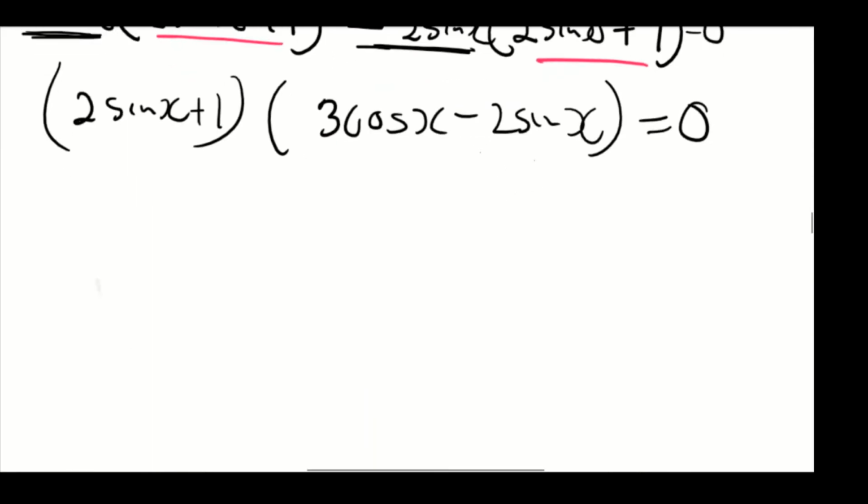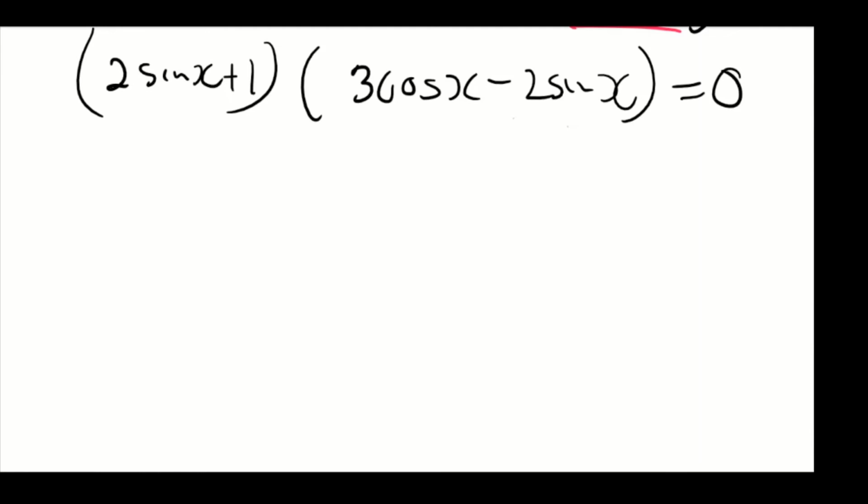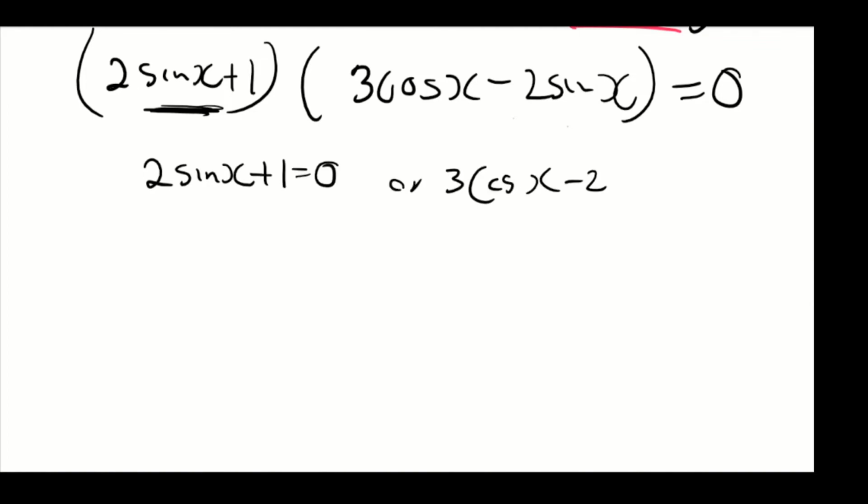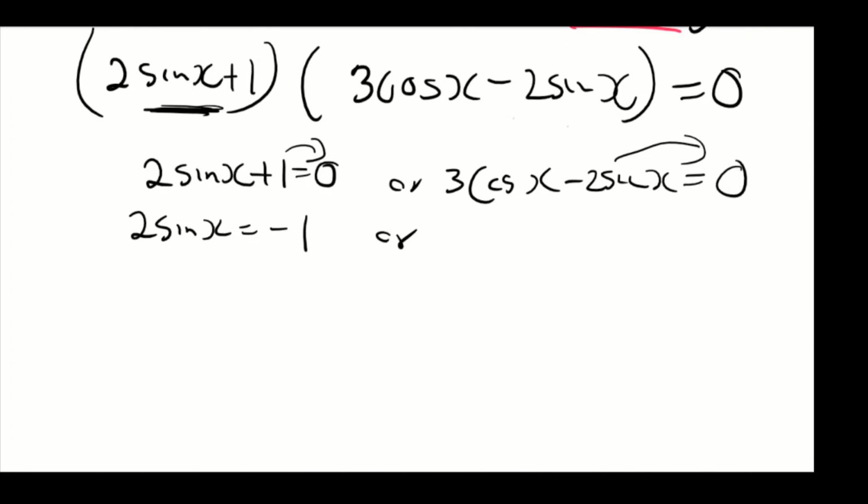So now we have this expression here. Remember, we want to solve for x, so this first expression here, we're going to say 2 sine of x plus 1 is equals to 0, or 3 cos of x minus 2 sine x equals to 0, right? So we're going to transpose this one to the other side. You have 2 sine of x equals to minus 1, or here we're just going to transpose the minus 2 sine of x, going to be 3 cos of x equals to 2 sine of x, right?